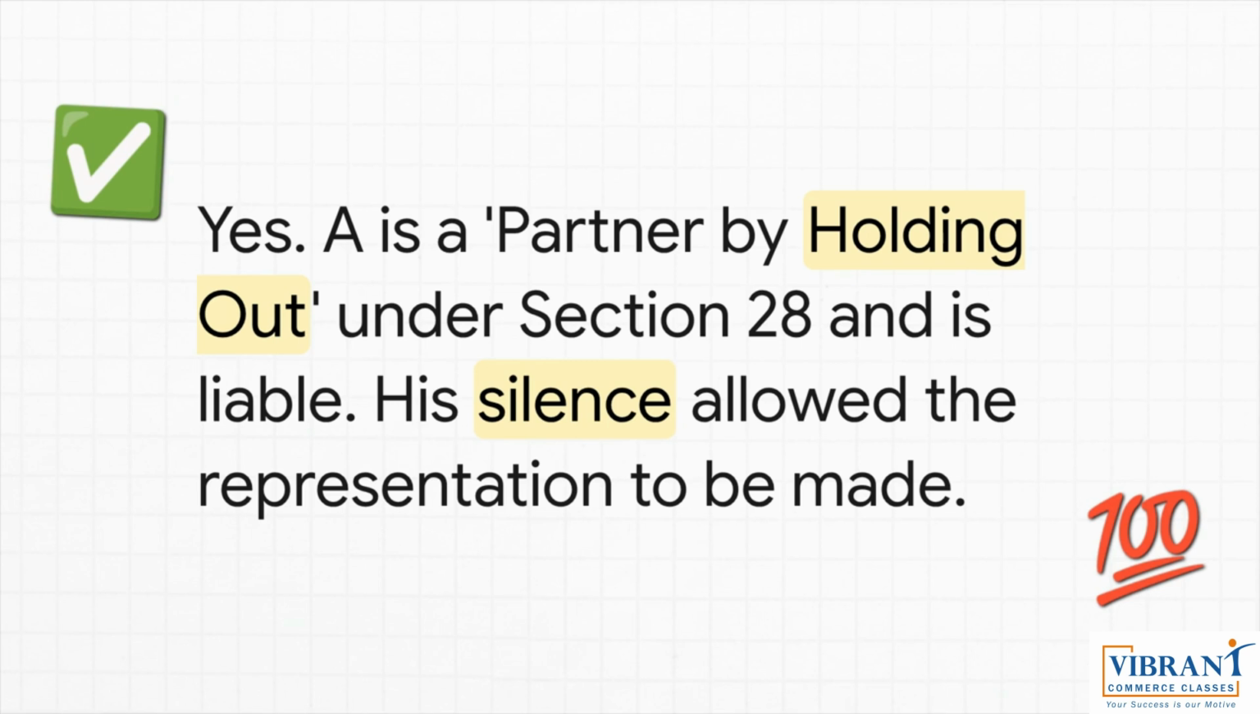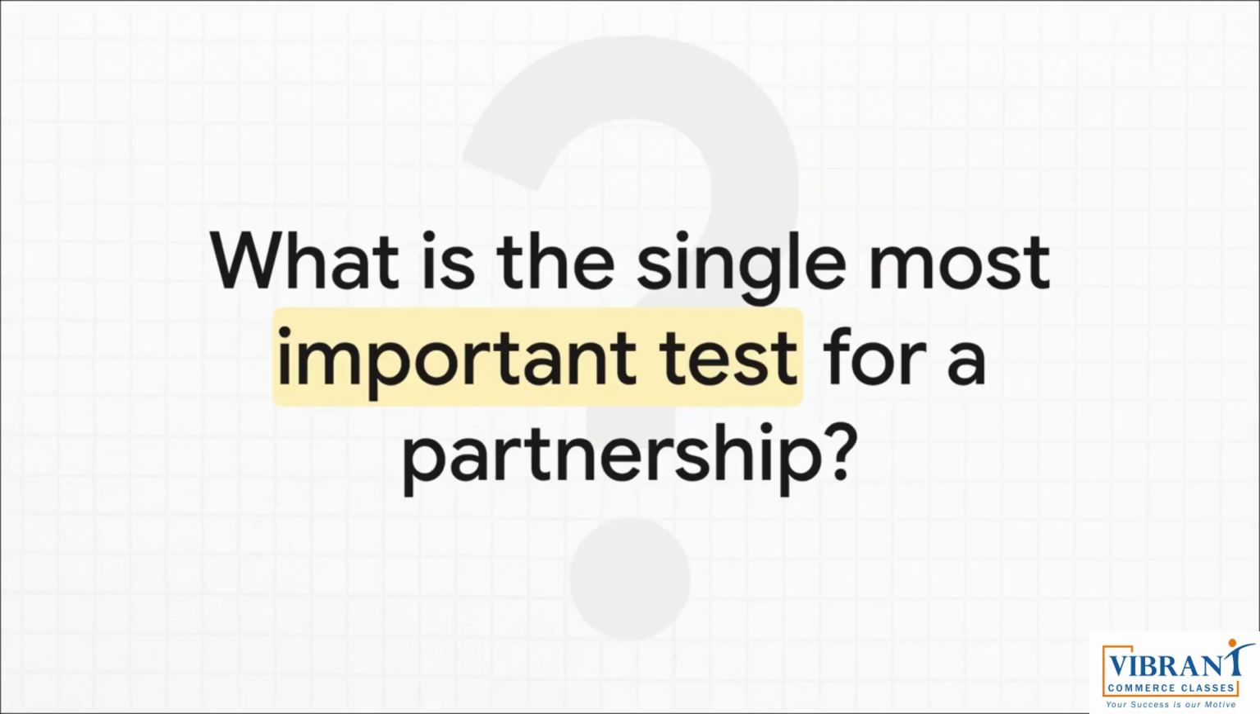A is considered a partner by holding out. He is estopped, a legal term meaning he is stopped from denying it, because his silence led Z to act. In the eyes of the law, his silence was a form of agreement, and he's just as liable as a real partner. So let's wrap this up.